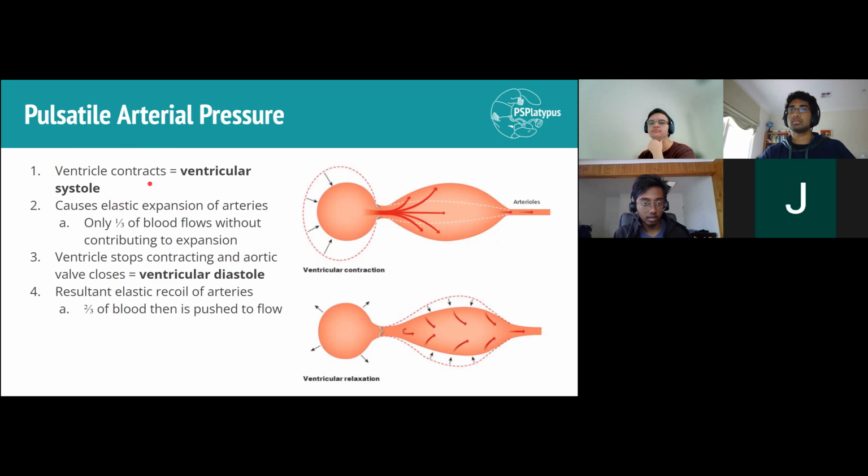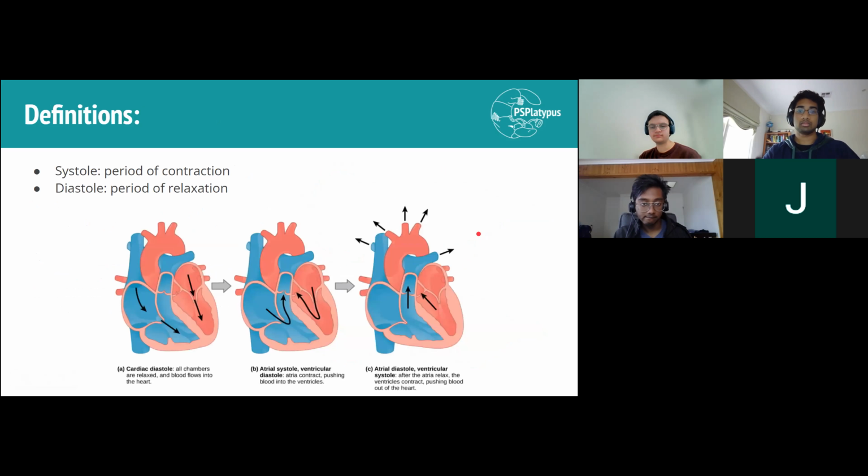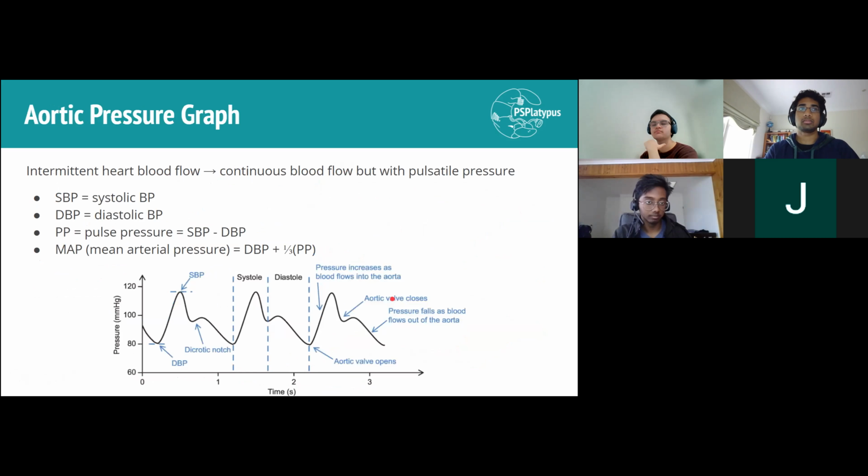A couple of words we just talked about are systole and diastole. Systole is when the ventricle contracts. Diastole refers to the period when the ventricle isn't contracting and blood is filling the ventricle. Something to note is that diastole and systole are not specific to the ventricles, so you can have atrial systole and atrial diastole as well. In this diagram, it shows that when the atria are in systole, the ventricles are in diastole, like how Janam talked about when blood is filling the ventricles.